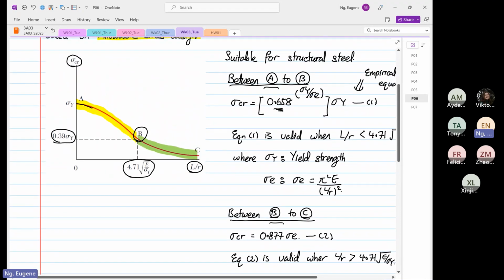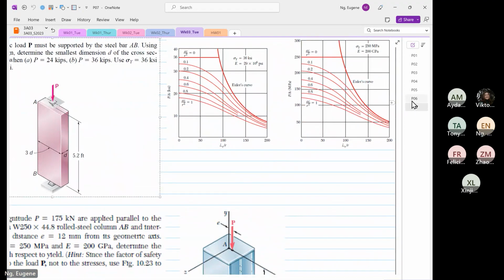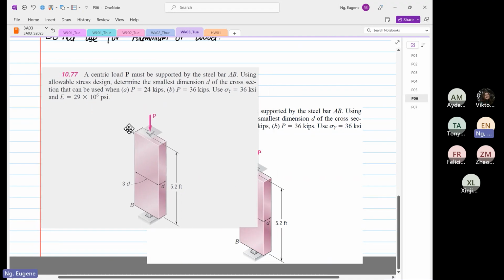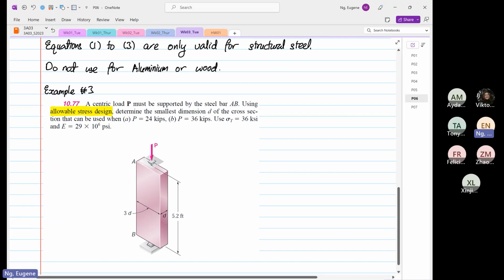There's another example that I'd like to do. Let's look at this example now, example number 3. Given a centric load must be supported by a steel bar AB, using allowable stress design, determine the smallest dimension D of the cross section that can be used when A is equal to 24 times 10 to the power 3 pound force. I'm not going to do B, which is equal to 36.